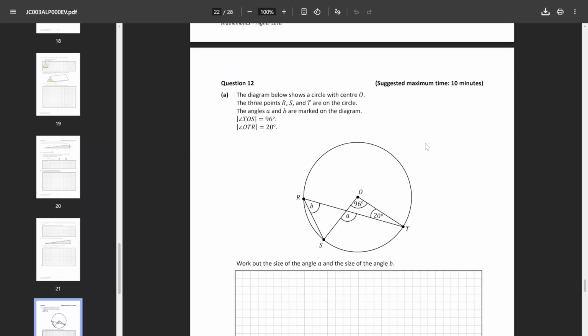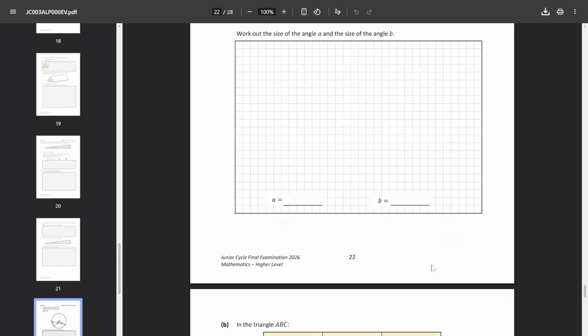Question 12. You really have to be good at your triangle and circle theorems here. Like, you could work that this triangle here with O and T, and then part of the segment RT and part of the segment OS, that's all 180. Then you have this is 180, that's 180, and then you can pretty easily work out B, also by using the bow tie theorem.